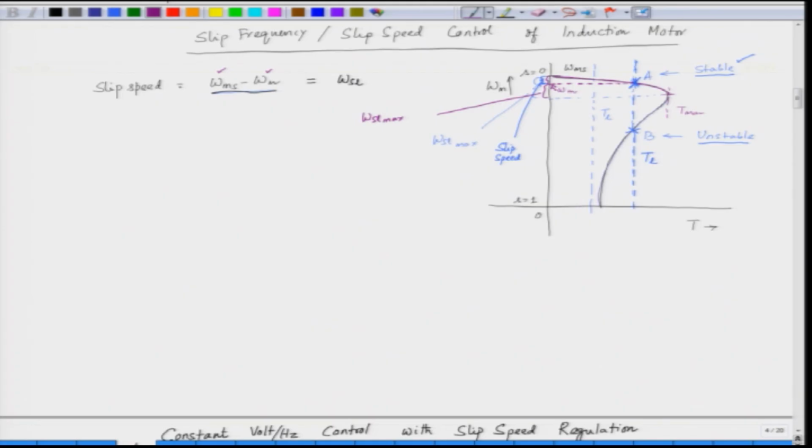So, we have constant torque region, constant power region and constant slip frequency region. So, in this case, since the slip frequency is regulated, the current is also regulated, torque is also regulated. So, this is a better drive compared to the open loop V by F control drive. So, we stop here for today's lecture. We will continue with this slip regulation in the next lecture.